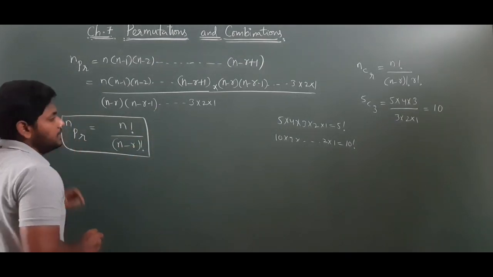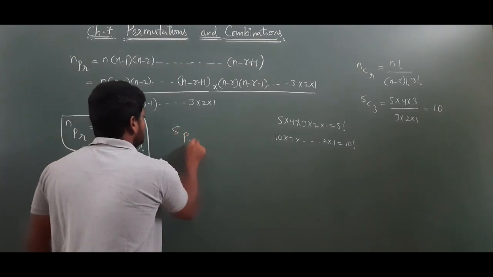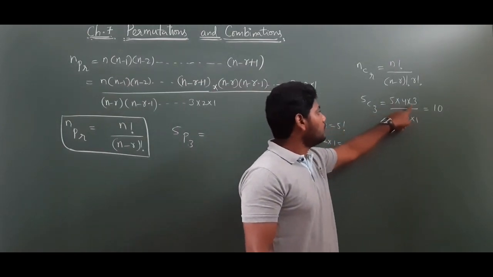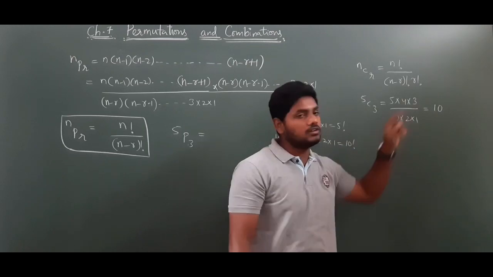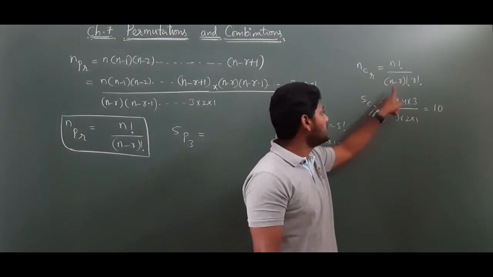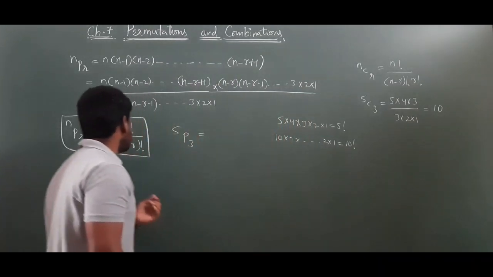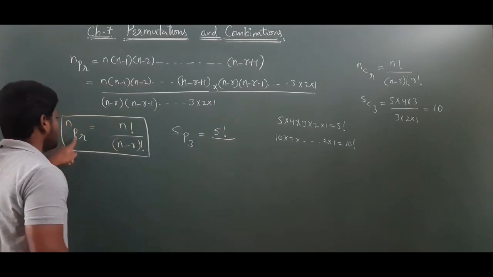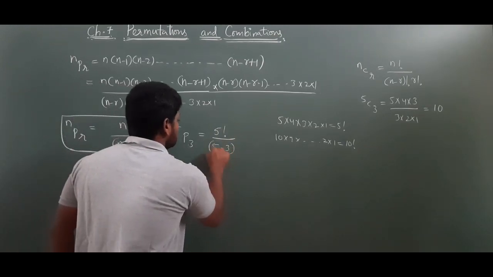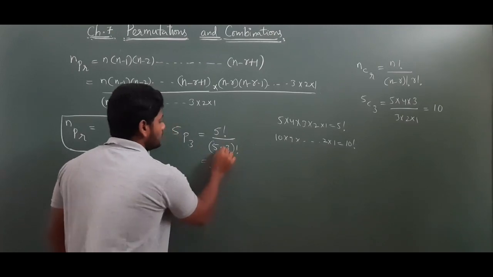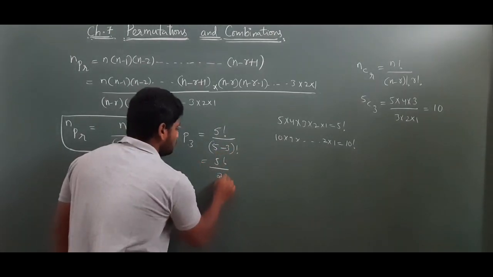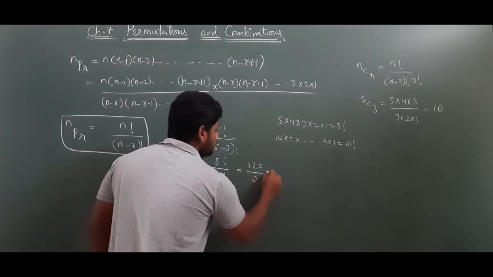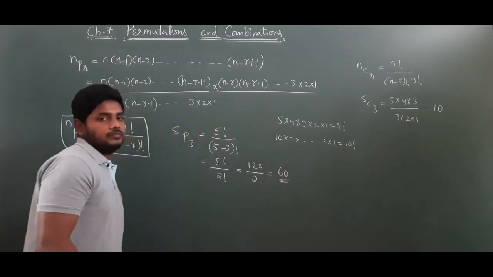Now, for example, instead of NPR, if we consider values like 5P3. When it comes to 5C3, how will we decrease? 5, 4, 3, 5 decreases 3 times, divided by 3 which also decreases, but the formula is 5 factorial by 5 minus 3 factorial into 3 factorial. But when it comes to permutations, what is the formula? 5 factorial by n minus r factorial, 5 minus 3 factorial, which is nothing but 5 factorial by 2 factorial. So what is the value of 5 factorial? 120 divided by 2 factorial value 2, which is equal to 60.